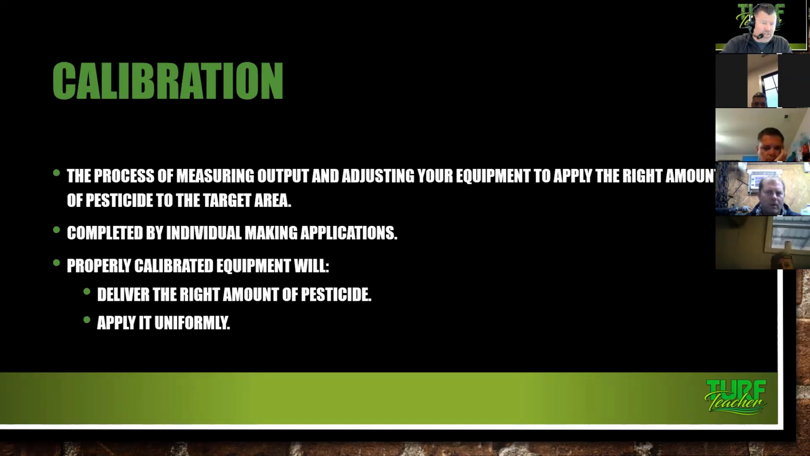And then if they change chemical, they would definitely need to recalibrate the equipment. If they're spraying something in the morning and going back and spraying something different in the afternoon, got to calibrate it again.